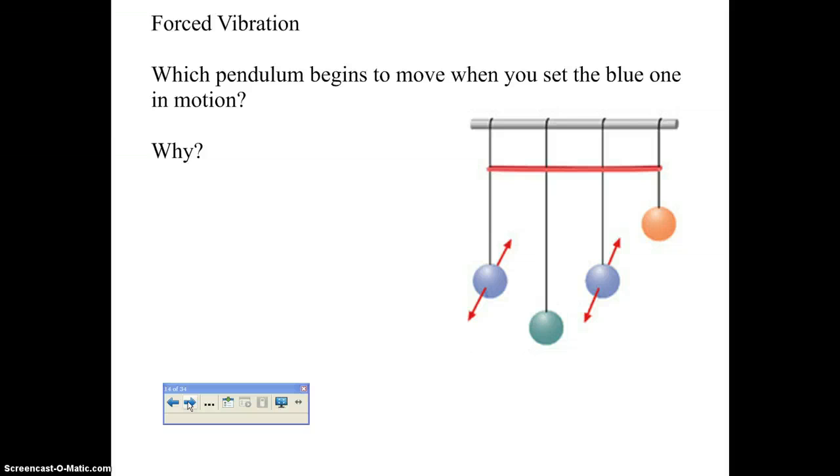Okay, forced vibrations. Which pendulum begins to move as you set the blue one into motion? Well, the first thing I want you to look at is period. It's 2 pi square root, period of a simple pendulum. You just took the quiz on it. What are the two factors that are going to influence the period of a simple pendulum? That is going to be the length and free fall acceleration, or in other words, acceleration due to gravity.